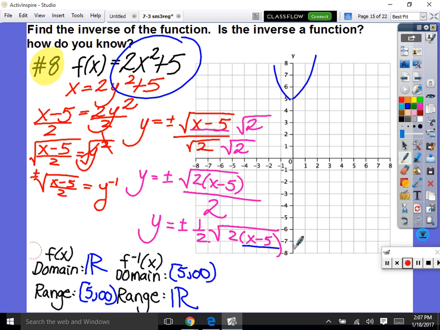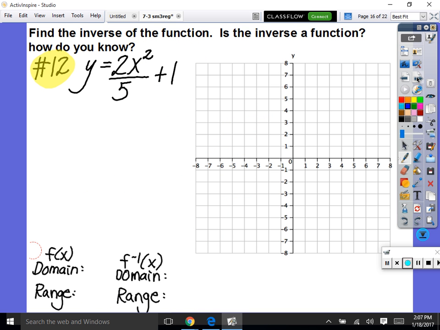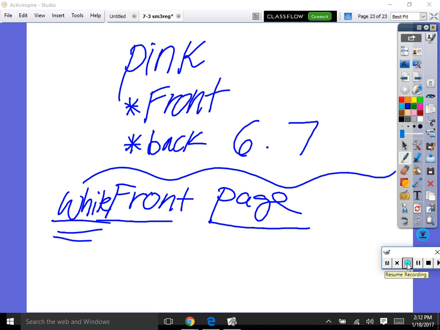Okay. Cool. So what I want you to do is try number 12, because this is another one that doesn't come out pretty. See if you can go all the way to get it right to where a pre-calculus student would get it, simplification-wise. Ready, go. Number 12 on the pink.